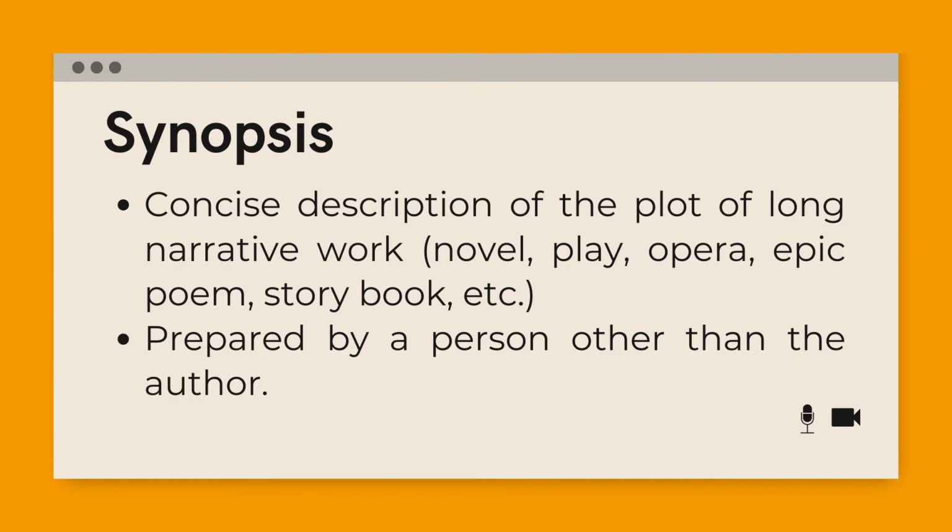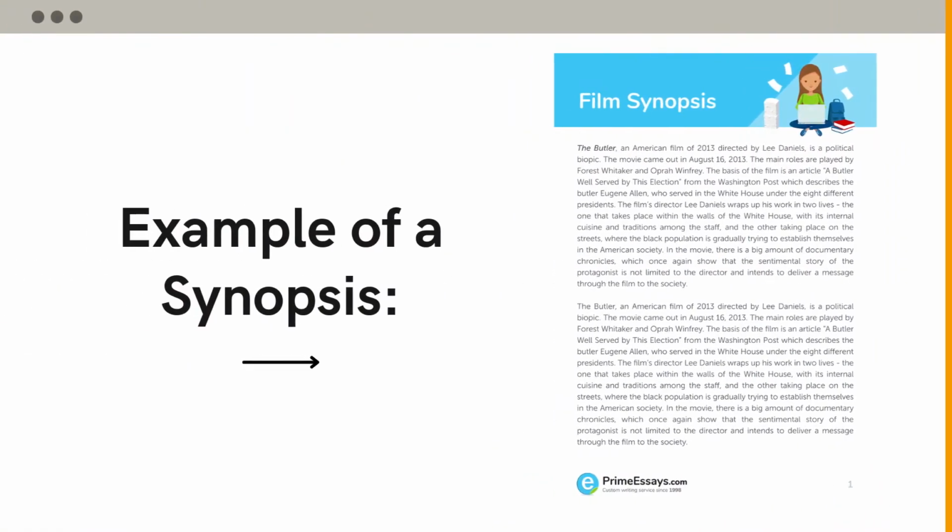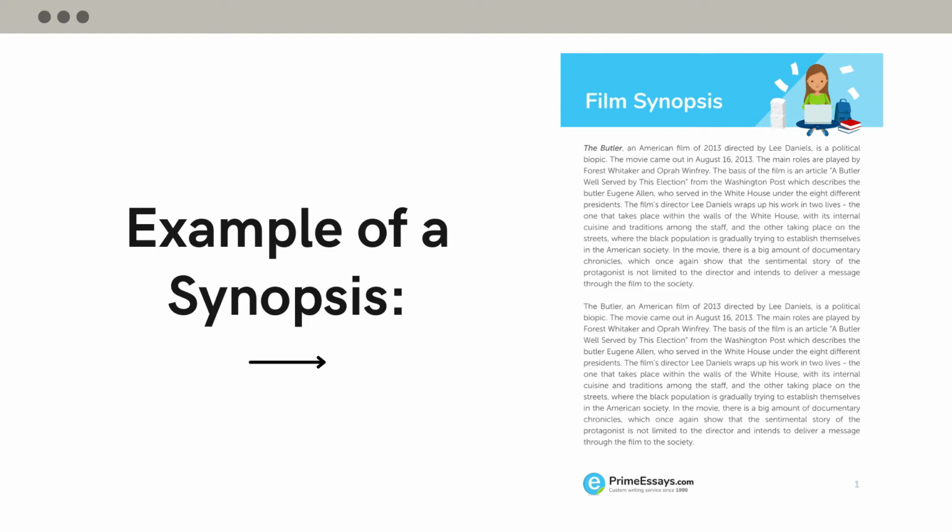Next, the fifth is synopsis, which is a concise written description of the plot of a long narrative work like a novel, play, opera, movie, epic poem, etc., giving a quick, orderly overview of the whole. The synopsis is usually prepared by a person other than the author. So here is an example of a synopsis.